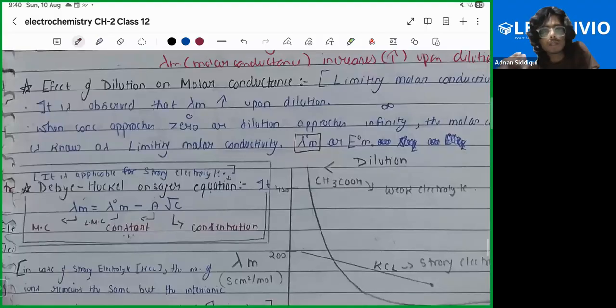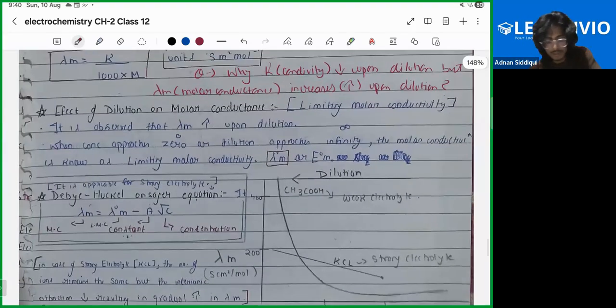When concentration approaches zero, that means dilution is approaching infinity, the molar conductance is known as limiting molar conductance. When your solution is infinitely diluted, or the concentration is reaching zero, the molar conductance, this lambda m, will convert into limiting molar conductance, and you have to introduce this naught sign: lambda naught m. Is it clear when we call it limiting molar conductance? When the dilution is infinity, your solution is infinitely diluted, with the maximum content of water.